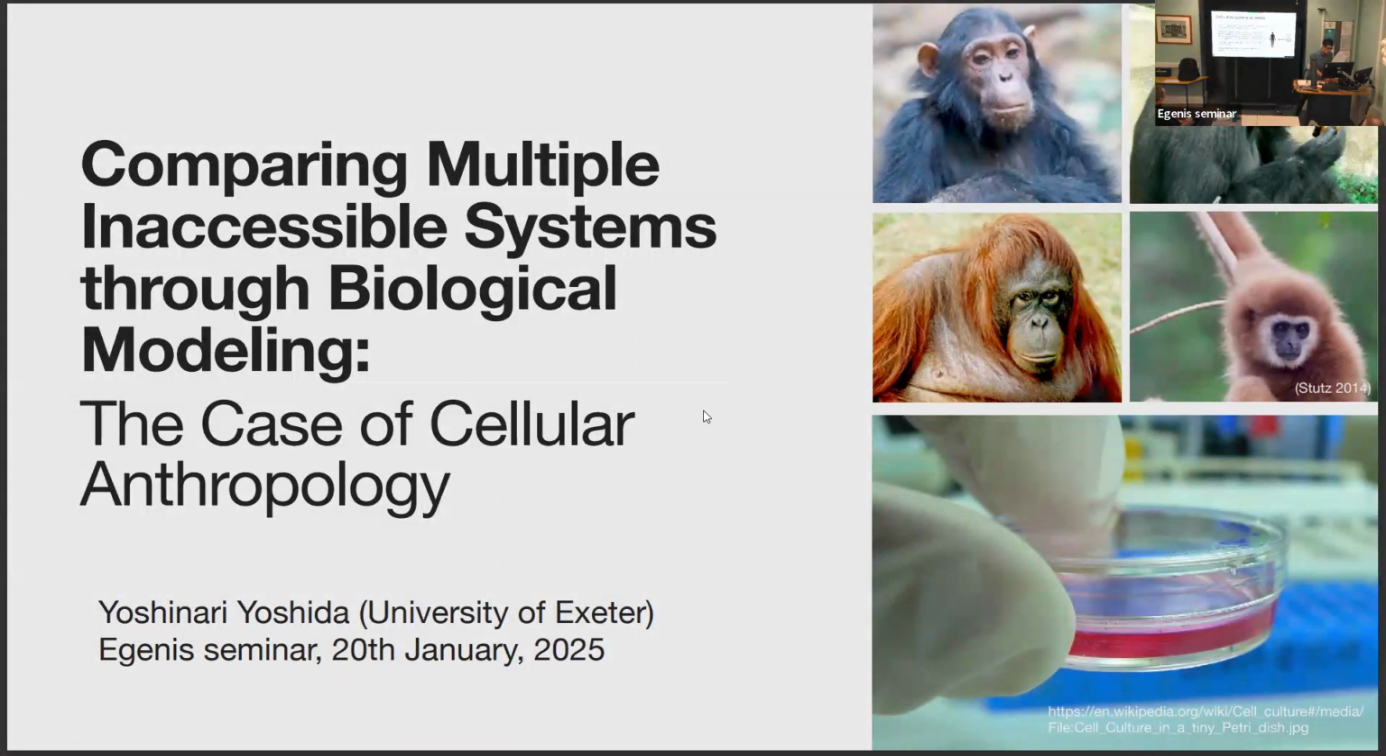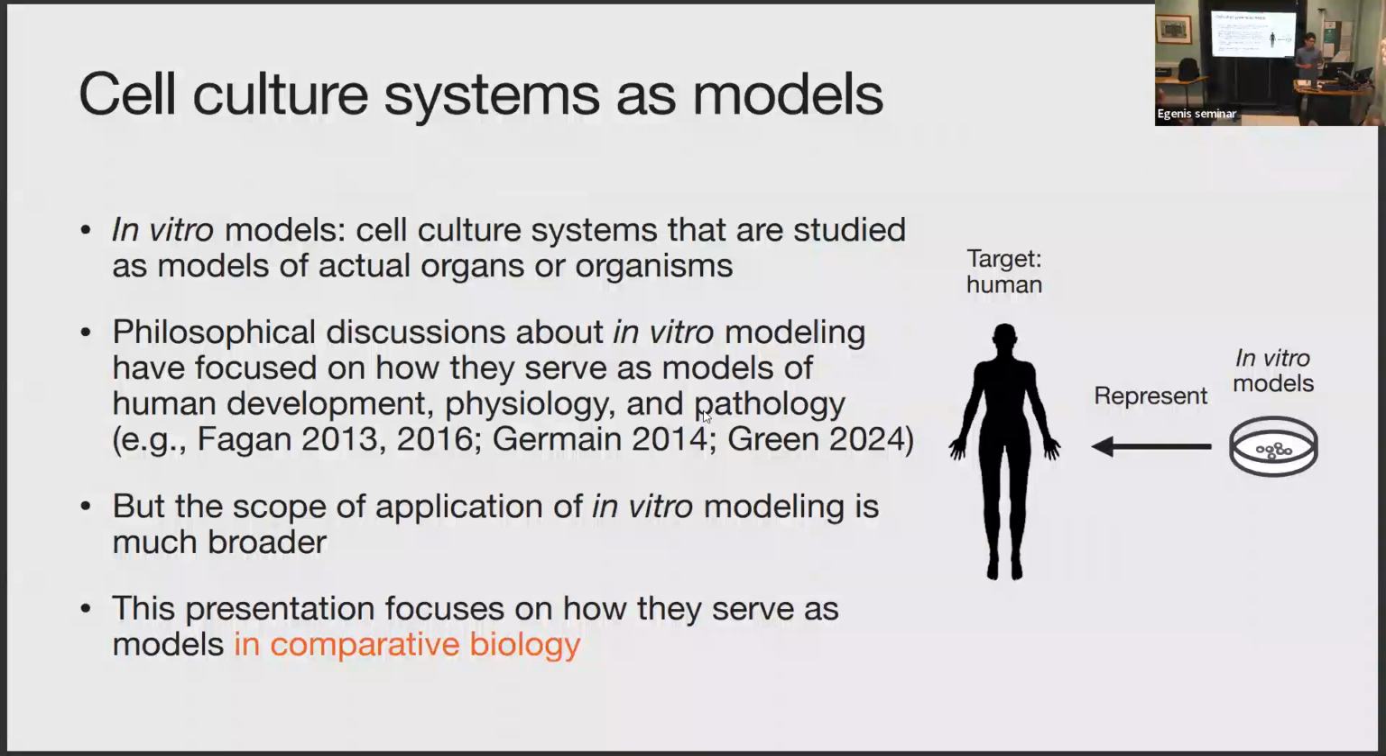So first, what are in vitro models? In vitro models are cells or tissues maintained and cultured outside of your body and studied as models of actual organs or living organisms. So you can think of cells cultured on a dish as a model of you or a human. And philosophical discussions about in vitro modeling have focused on how they serve as models of human development, physiology, and pathology. Basically, they focus narrowly on the biomedical context.